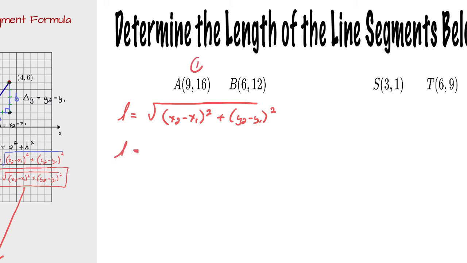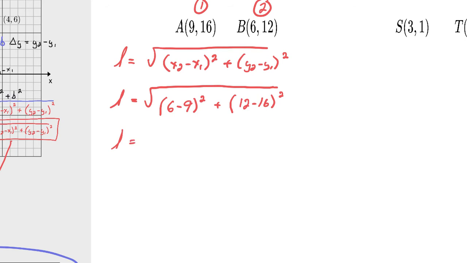I always call the first coordinate I see number 1 and the second coordinate I see number 2. You can flip them around as long as you're consistent. It really doesn't matter. So now I will say (6 minus 9) plus (12 minus 16). The length then equals the square root of, and I'm going to keep this in brackets because 6 minus 9 is negative 3. Be really careful here, because if you take it outside of the bracket, it actually means something else. I'm going to continue on here, then I'll show you what I mean later.